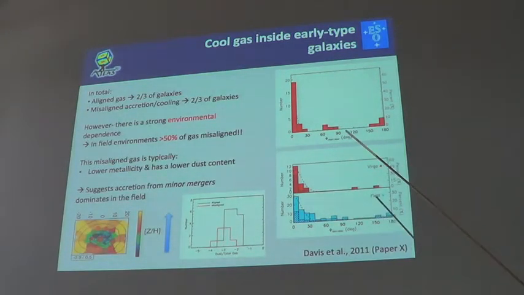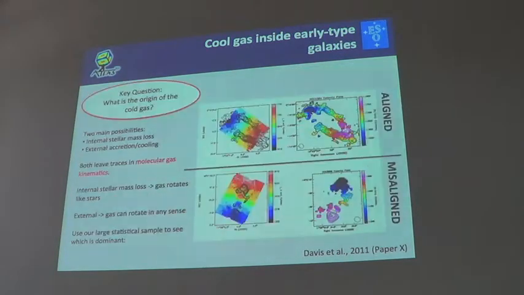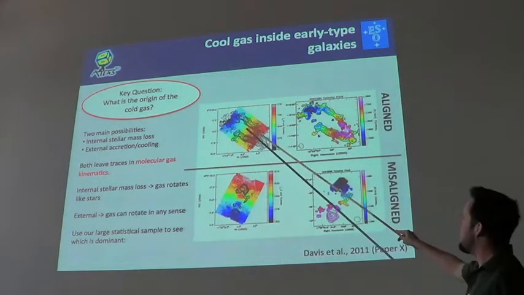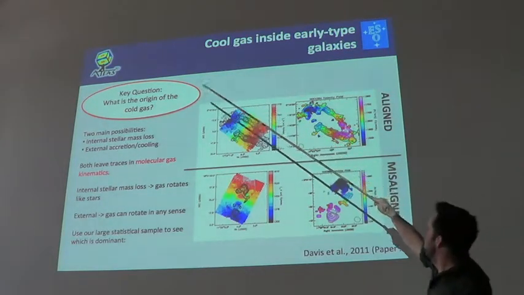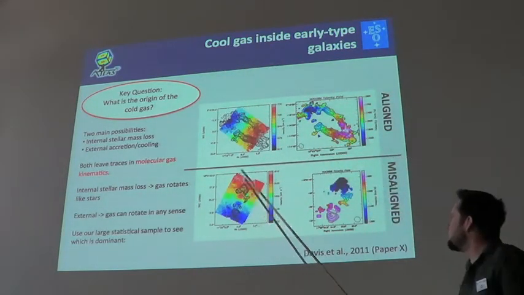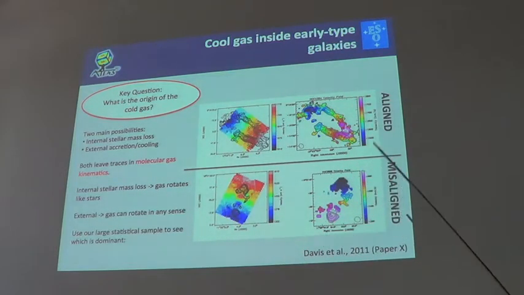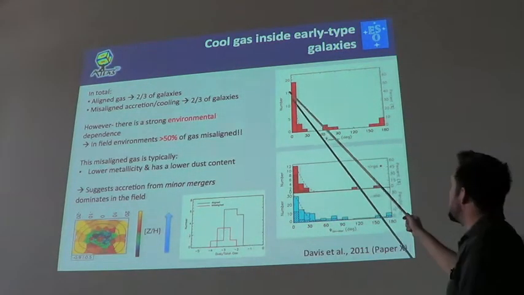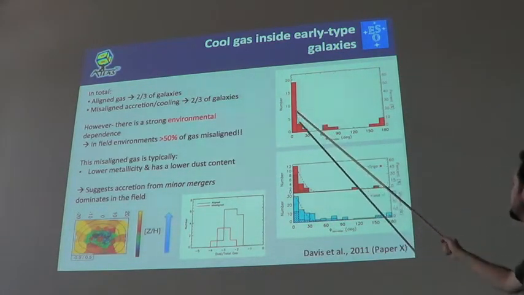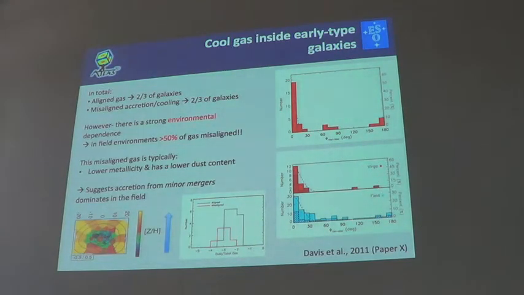What we find is, this is a histogram of the angles between the gas and stars. Here we have two examples, stellar velocity field and gas velocity field. This one's aligned; the angle between them is 0. Here you have a ring that's completely counter-rotating, so that would be 180. If you look at this histogram, you'll see two-thirds of the galaxies have aligned gas, and one third have misaligned gas.